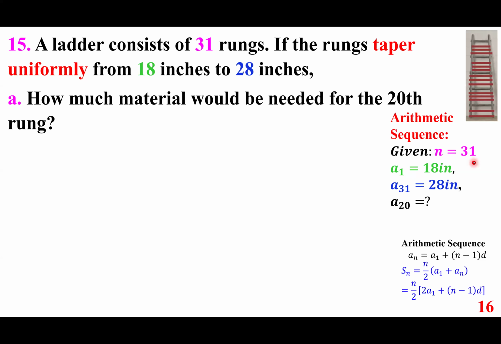And so with that being the case, we want to know how much for the 20th, which means we need to find the d. We have a sub 31, we have a sub 1. We can use the fact that a sub n equals a sub 1 plus n minus 1 times d to find the d. So we're going to use this formula, and we're going to use the fact that these two are given. So a sub n is a sub 1 plus n minus 1 times d. So a sub 31 is a sub 1 plus 31 minus 1 times d.